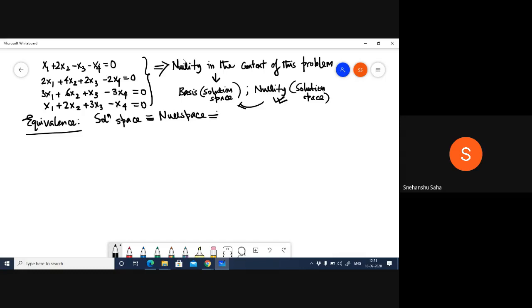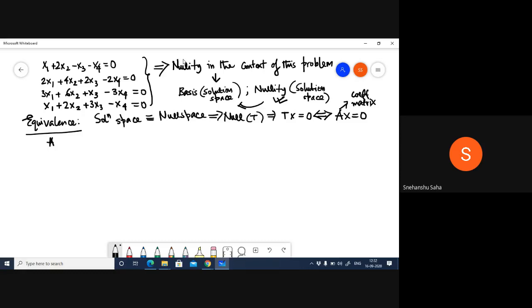Okay. And so therefore, what this implies is that I need to look at the null space of T, which is nothing but T of x equal to 0, right? Now, T of x equal to 0 implies A of x equal to 0, where A is the coefficient matrix induced by the linear transformation T. And that we already know, right? So what is that coefficient matrix?